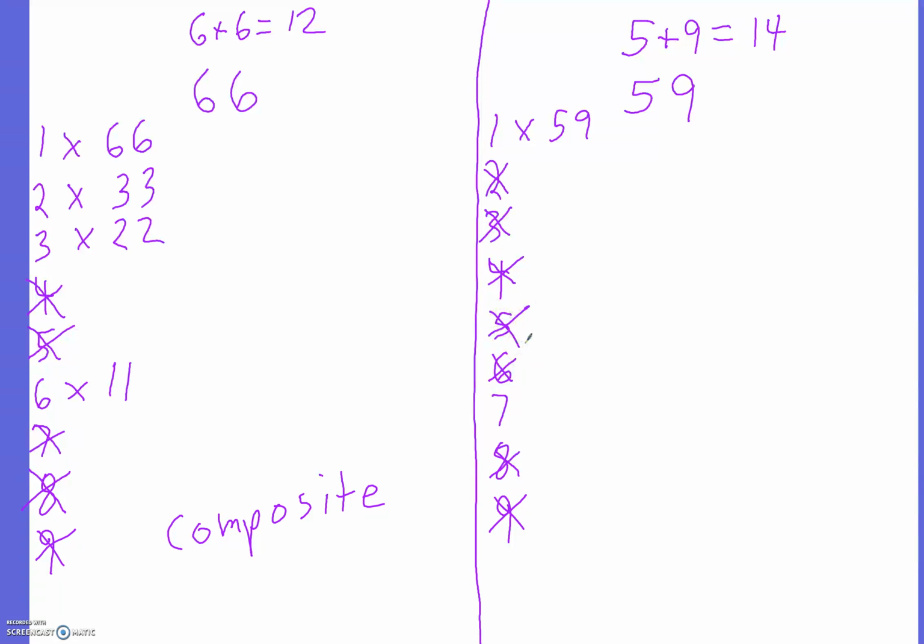7, like I said, you're going to have to know your basic facts. 7 will not land on 59 if you list its multiples, so that will not work either. And once we get to 9, I tell them it's almost always a safe bet that you've pretty much found all the factors. So this only has one factor pair, 1 and 59, and that would be a prime number.